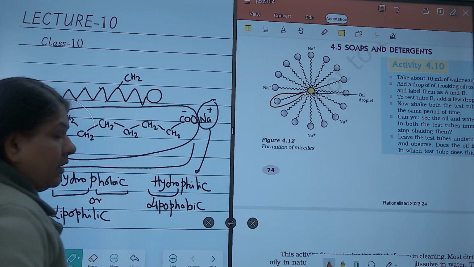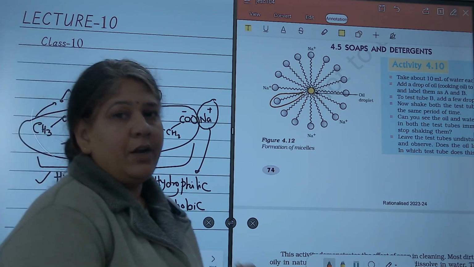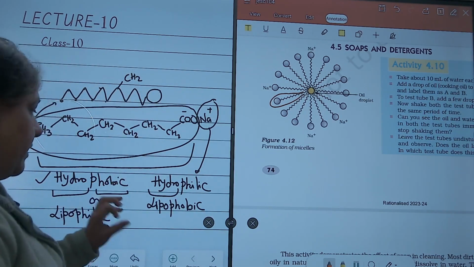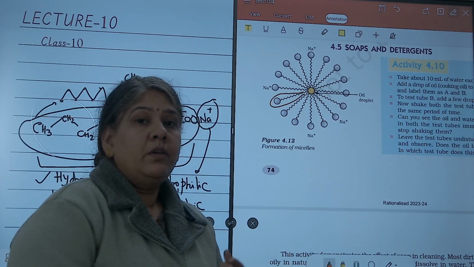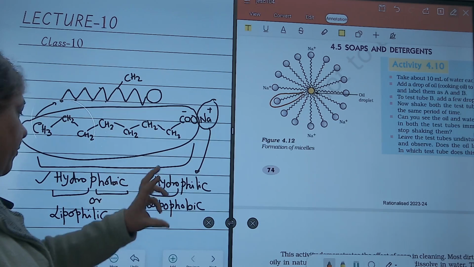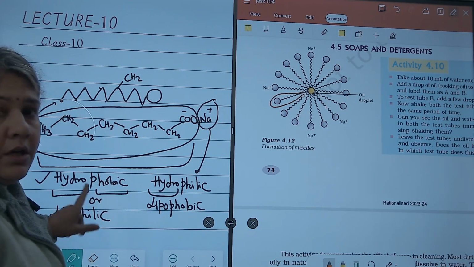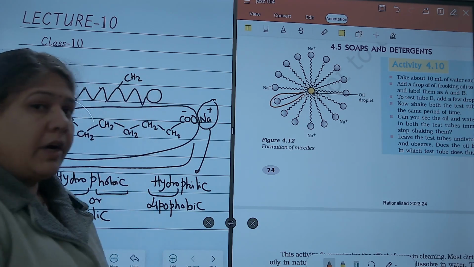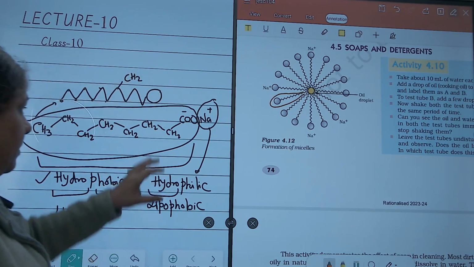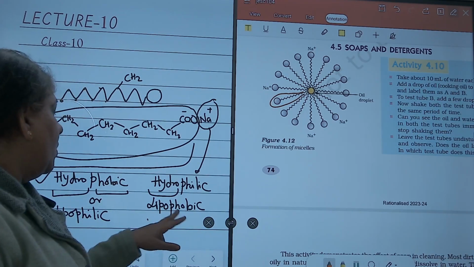In the class 10th syllabus, you just have to remember it in terms of hydro, that is, in terms of water. But you must have a little bit more understanding, because to solve assertion reason type questions, if the question is in the form of lipo, you must understand this hydrocarbon part dissolves in oils or organic solvents. Lipids or oils are organic solvents, while the ionic part will not dissolve in lipids. So it is lipophobic.